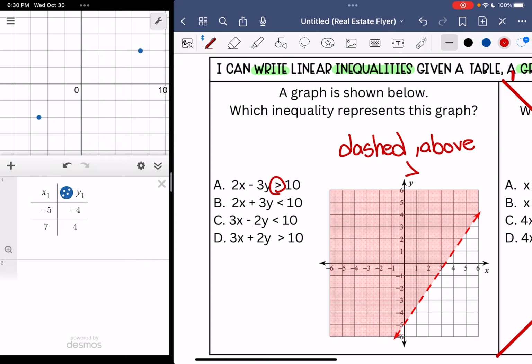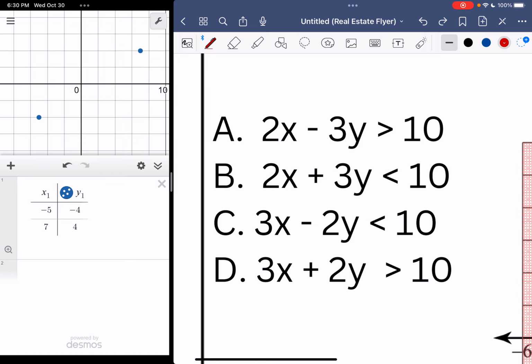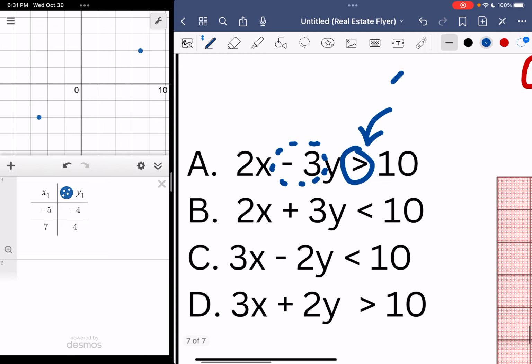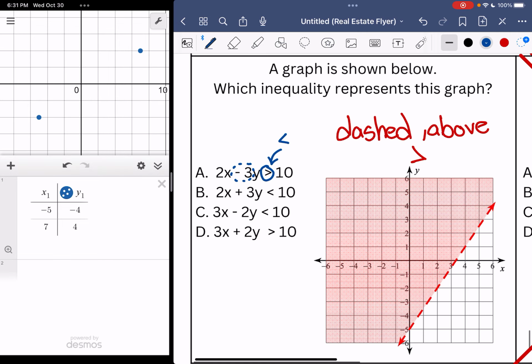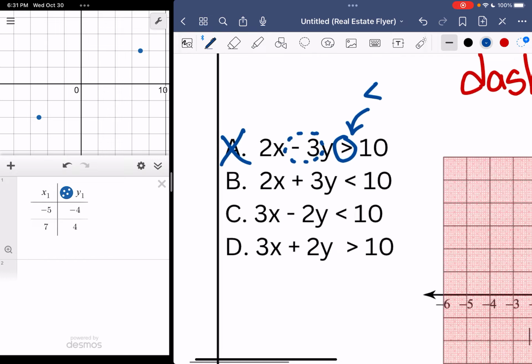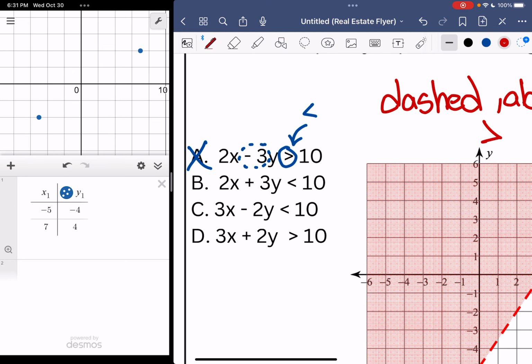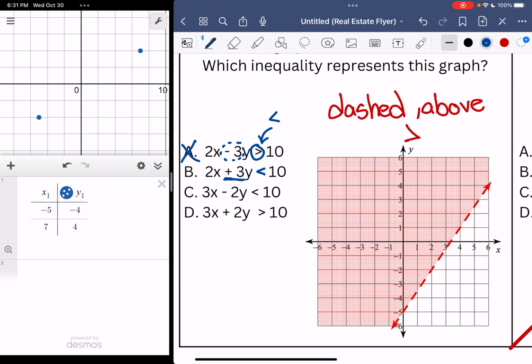On first glance, it looks like A has that symbol, but keep in mind, if you have a negative next to Y, your sign is going to flip. So these two, they do not match. For the second one, we have a positive number in front of Y, so the sign will not flip. They do not match.